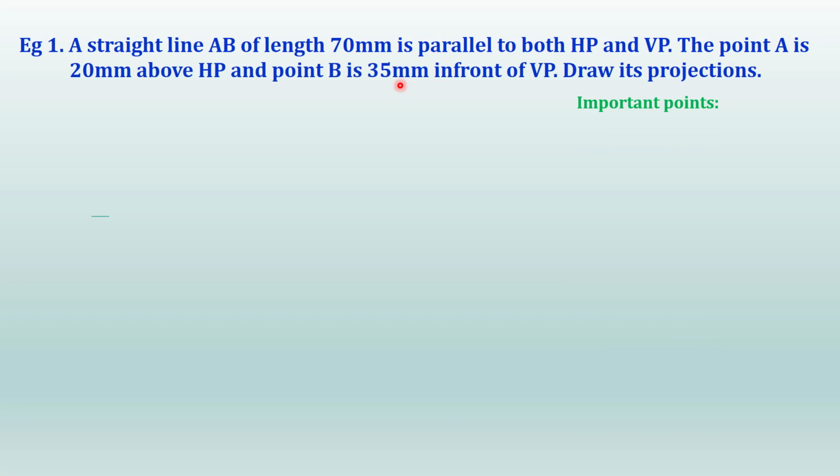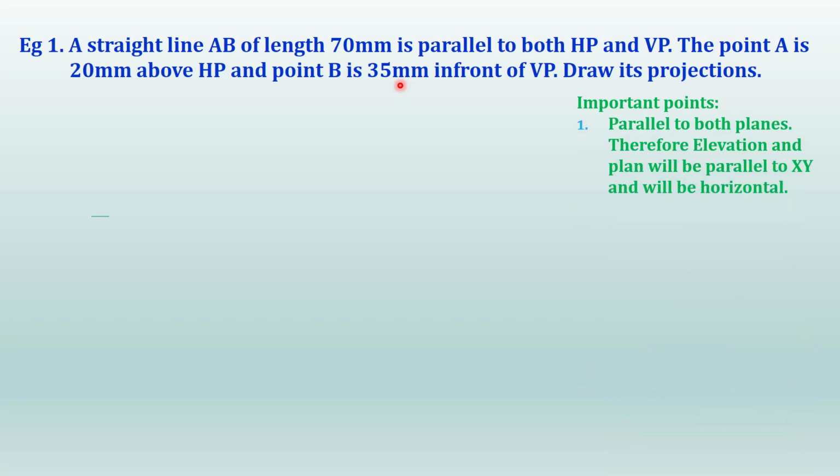So these are the important points. Parallel to both the planes, therefore elevation and plan will be parallel to XY and will be horizontal. The second point is the projection of the line on VP and HP will be true length, right? Since the line is parallel to HP and VP, you get true length on both the planes, right? So how will you draw the orthographic view?